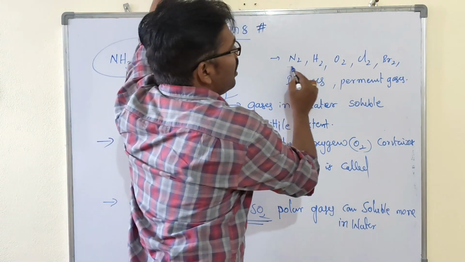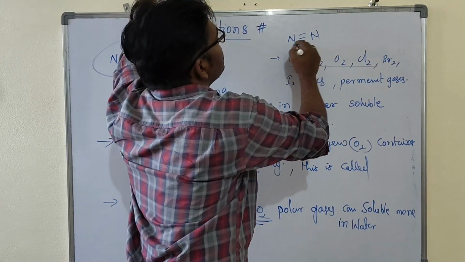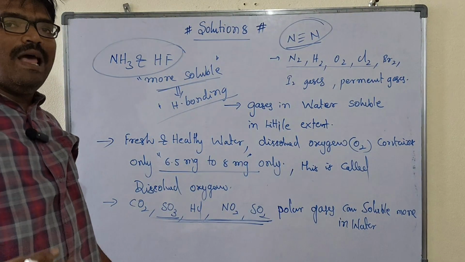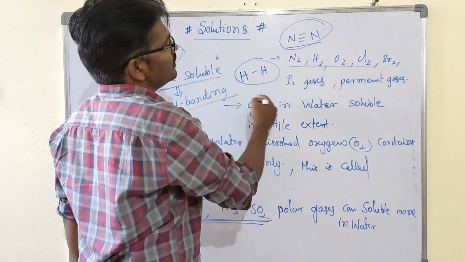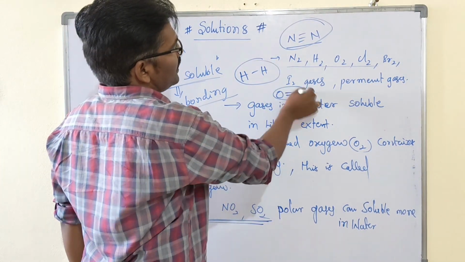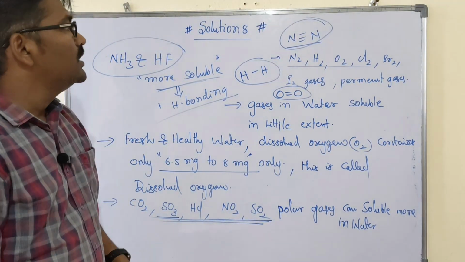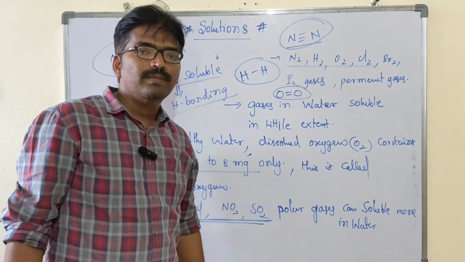Then these are non-polar components. In nitrogen, there is a triple bond between nitrogen and nitrogen. There is no electronegativity difference between them, so polarity is absent. In hydrogen, polarity is absent. In oxygen, polarity is absent. Clear? Okay, understand all of you. So these just depend upon the partial pressure for being soluble.